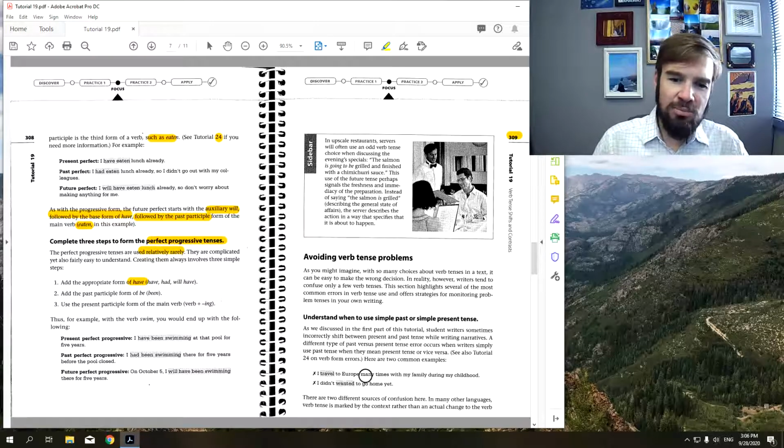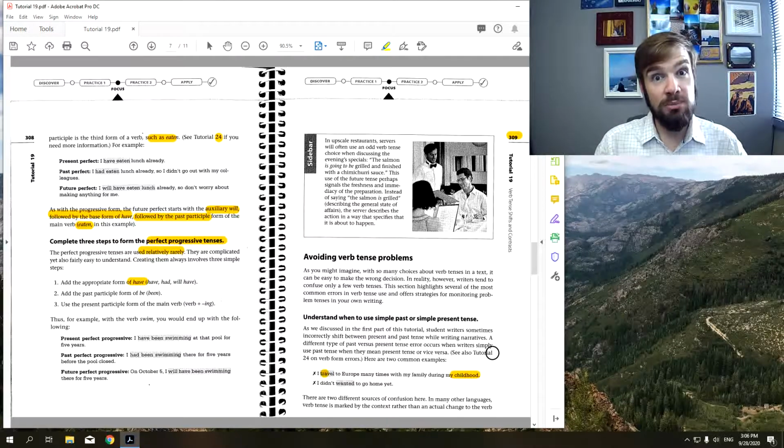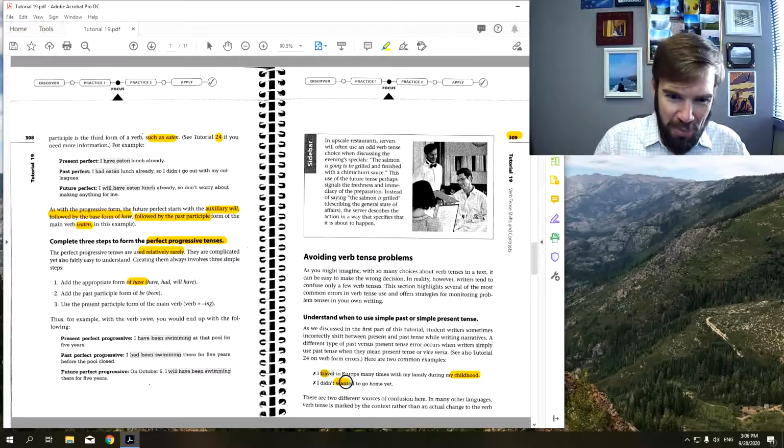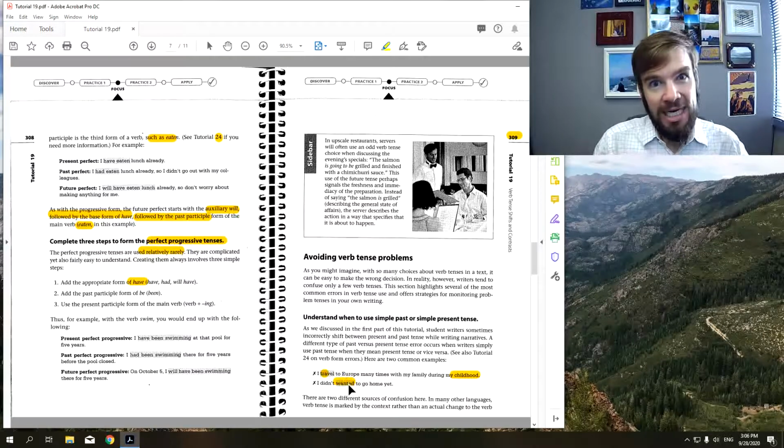I traveled to Europe many times with my family during my childhood. Use the present tense. When we're talking about the childhood, we should have used simple past. I didn't wanted to go home yet. Errors that language learners make a lot. You used the simple past form of the verb. We don't need -ed because we mark tense here with did when we have this auxiliary.